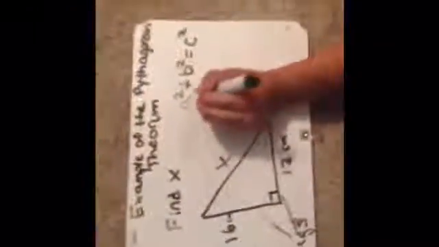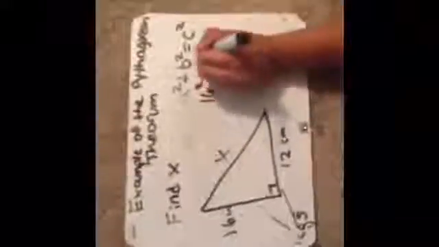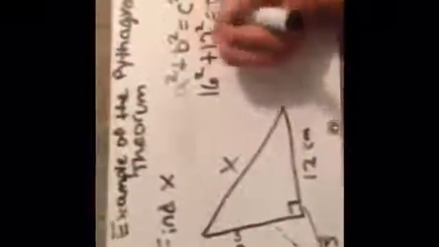So 16 squared plus 12 squared equals c squared. We have to get the c variable alone, so then we take the square root of the equation. 256 plus 144 equals c squared. If you simplify further, it ends up being 400. The square root of 400 equals c. So that's the answer.